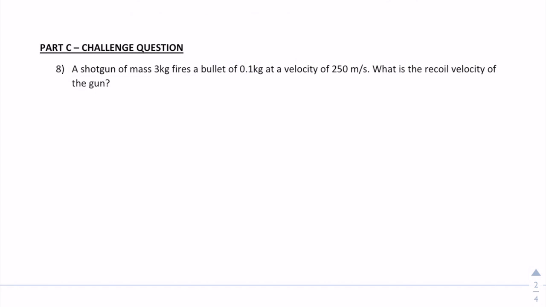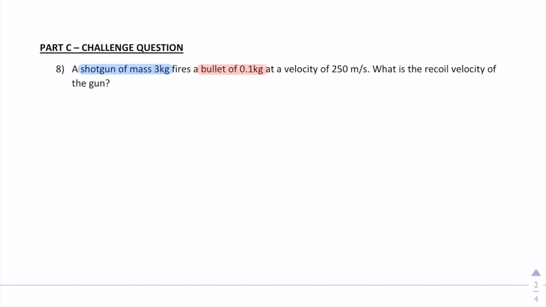So the shotgun, let's call that body A, has a mass of 3 kilograms. And it fires a bullet, let's call the bullet body B, which has a mass of 0.1 kilograms. So that's our initial information.